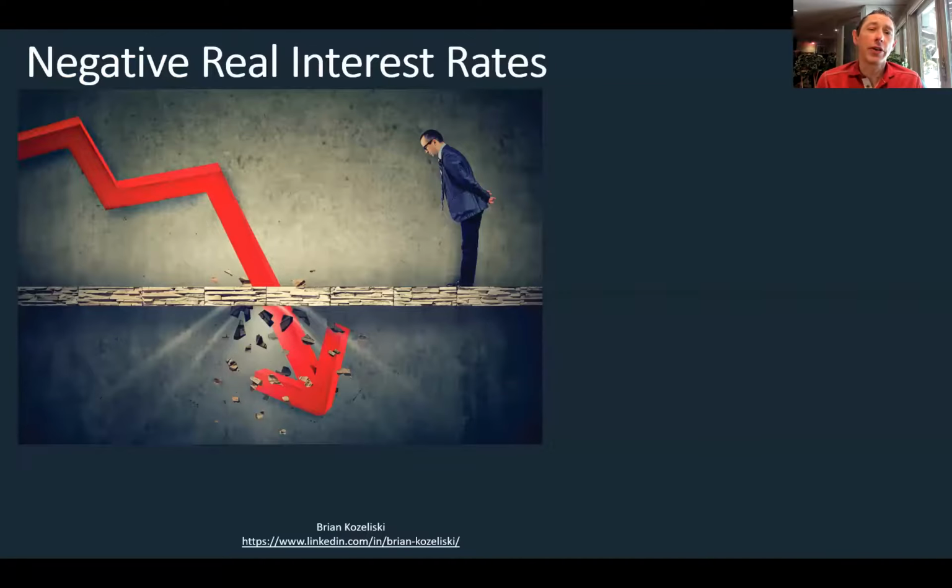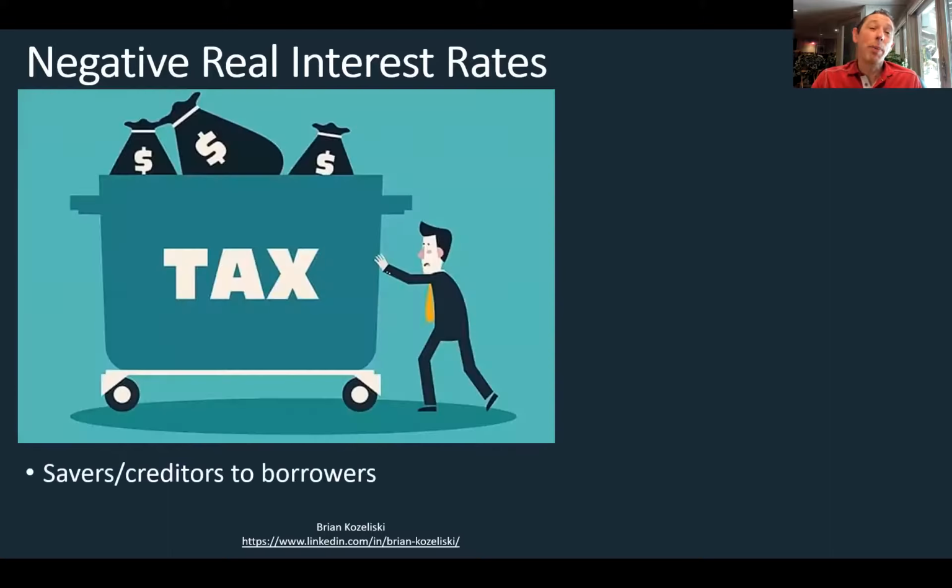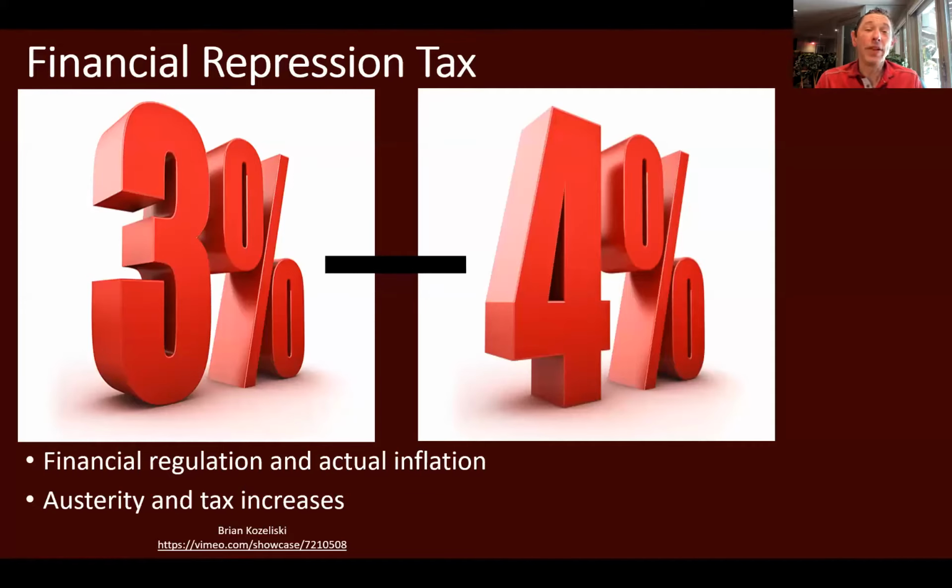Now, another thing to consider is that as you drive these down further and further, at some point the interest rates on these government bonds become negative in real terms. When that happens, it's essentially a tax on the savers, on the creditors, and it benefits the borrowers. So it's kind of a wealth transfer, a stealthy tax from the savers to the borrowers. And this number is big.